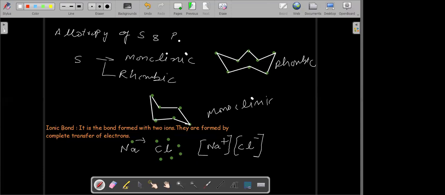We have studied the properties of the ionic bonds. Ionic bonds are very strong. Compounds with ionic bonds have high melting and boiling points. Right? Just after this, we'll start with the covalent bond. So in the next class, we'll be starting with covalent bond.